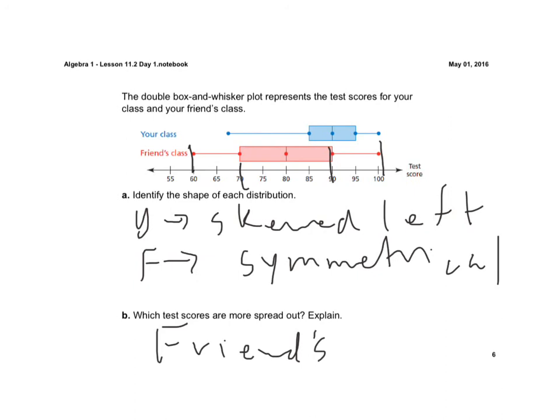All right, there you go. There's the video for tonight, and come to class tomorrow ready to draw box and whisker plots and analyze box and whisker plots from data.